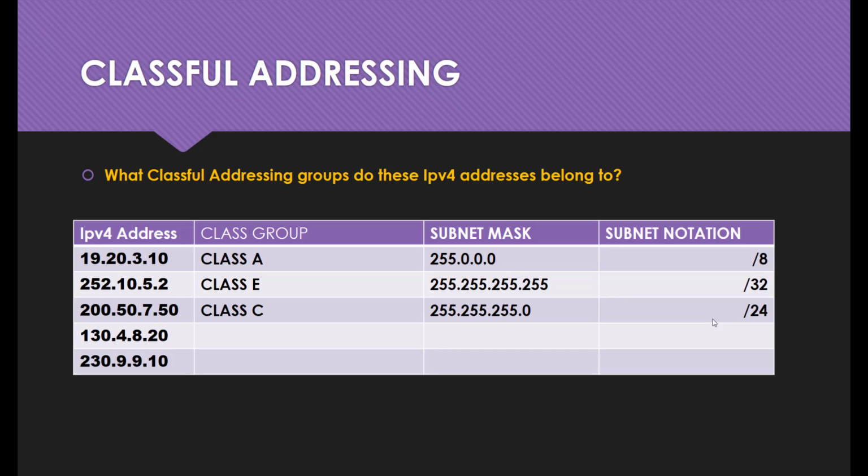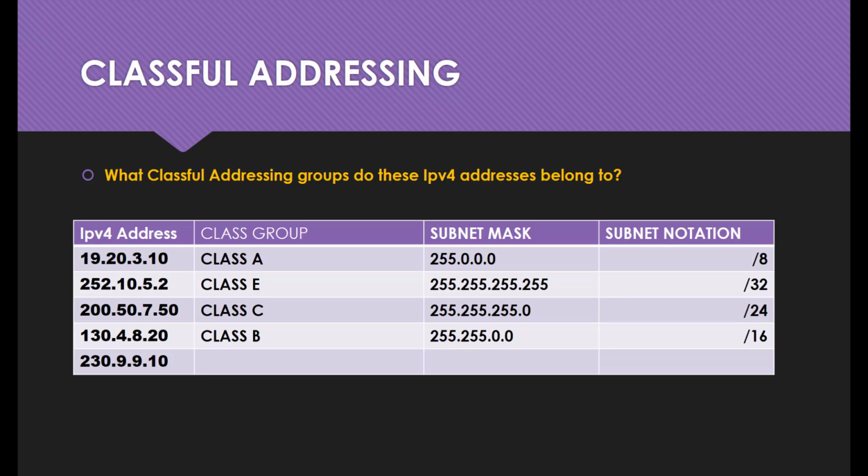So what about 130.4.8.20? What class is that identified in? And let's start the same thing, 0 to 128, 128 to 192. So this looks more like a class B address. Why? Because 130 falls between 128 and 192. So we have it here, class B, which is 255.255 subnet mask, meaning the first two octets are all ones, and /16, meaning that the first 16 bits are all ones.